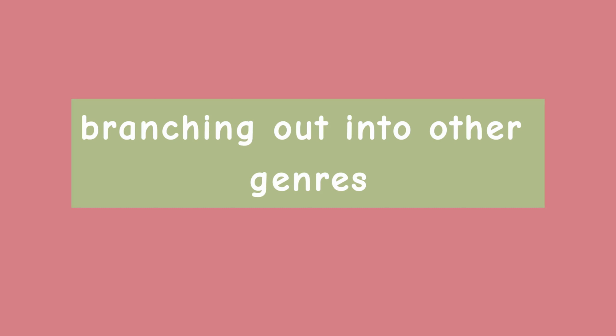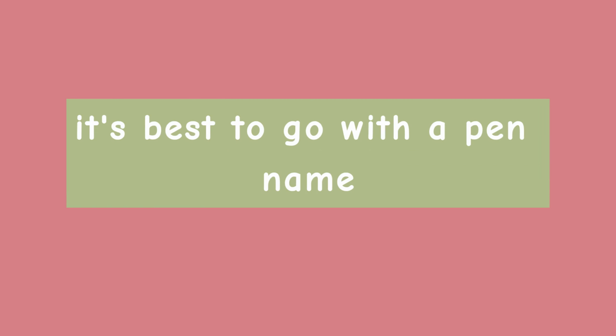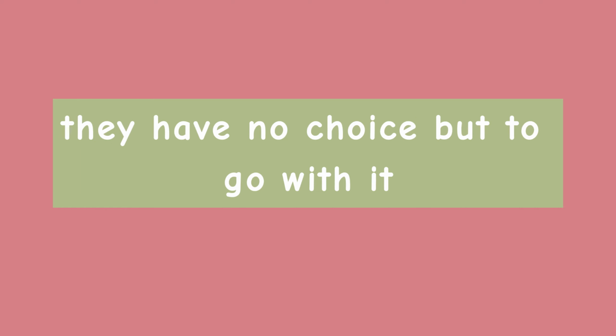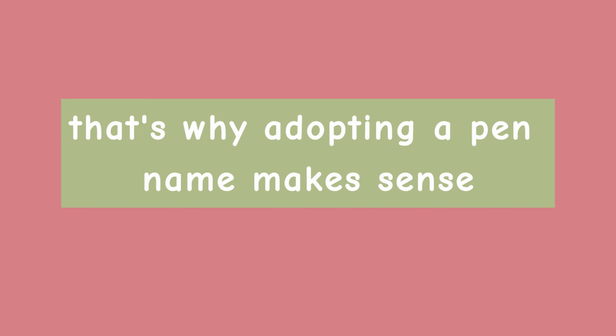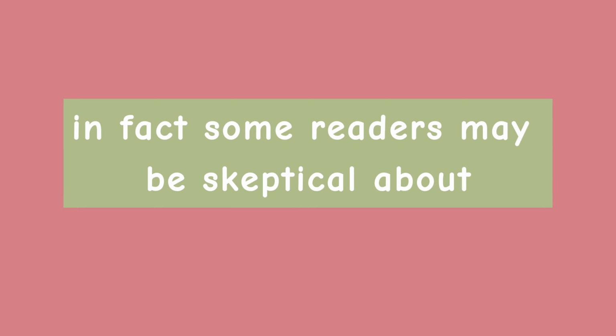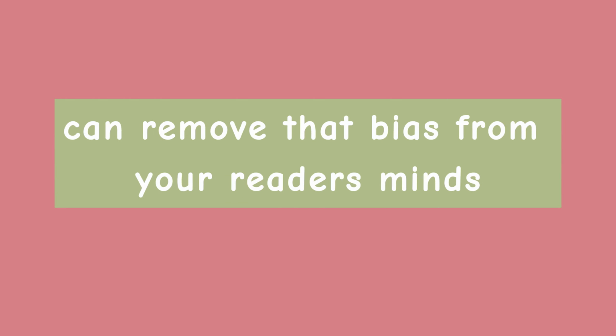Branching out into other genres. So what if you can write about other genres? In that case, it's best to go with a pen name. This is what all great writers do. You see, once a writer becomes known for a specific genre, they have no choice but to go with it. That's why adopting a pen name makes sense. By taking on another personality, you can ensure that readers will not be biased by your previous success. In fact, some readers may be skeptical about your ability to be successful in other topics. Therefore, using a pen name can remove that bias from your readers' minds.